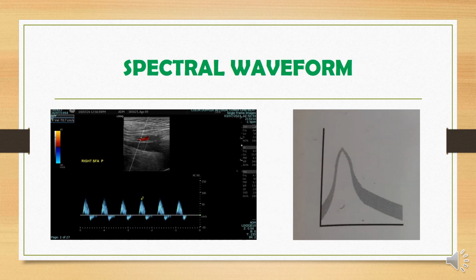When the color appears on your screen, you put another key which is PW, pulse wave Doppler. Then the concerned artery will start showing you spectral waveform. So what is this spectral waveform? This is the start of the wave and this is the peak systolic point, and then it comes down, which is the end diastolic time. So the height of this peak systole shows you peak systolic velocity, and this is called end diastolic velocity.